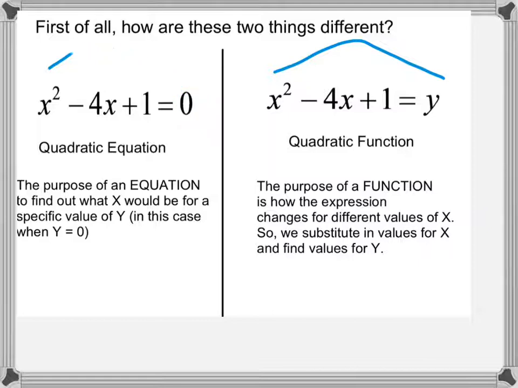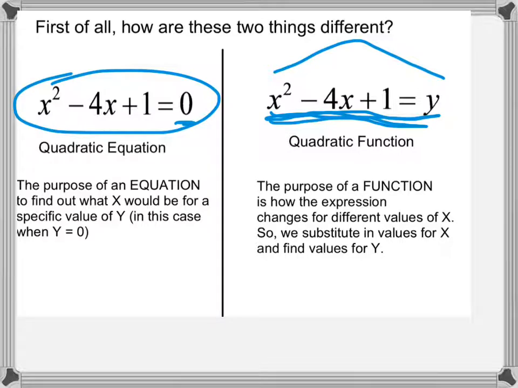When we have a quadratic equation, we can solve it like we did in the last lesson. The purpose of an equation is to find out what x could be for a specific value of y. In this case, y is equal to 0. But a quadratic function marks the way that the expression changes with certain values of x. I'm putting in many different values of x, and I'm trying to figure out how y changes when I change the values of x. So the function has an infinite amount of solutions, whereas this equation only has 2 solutions.